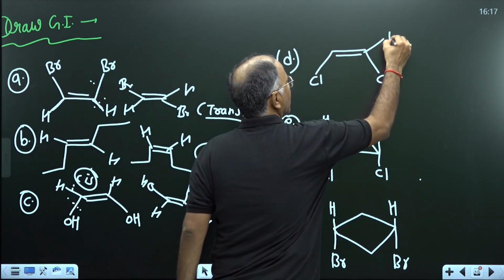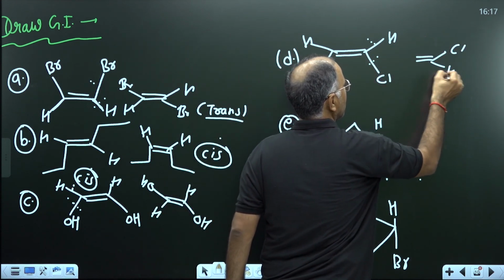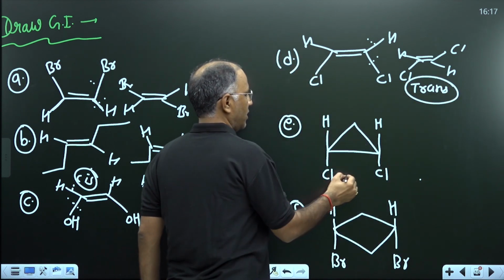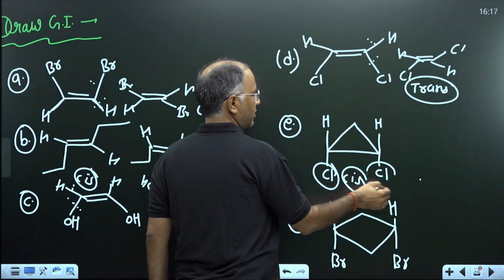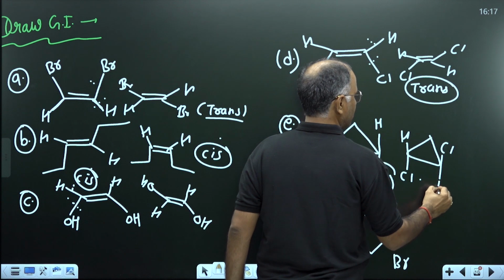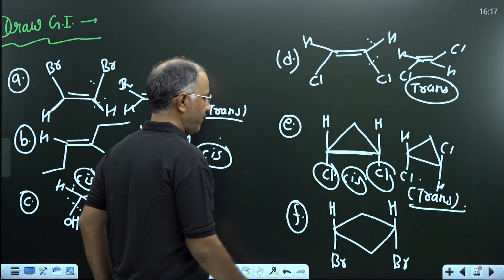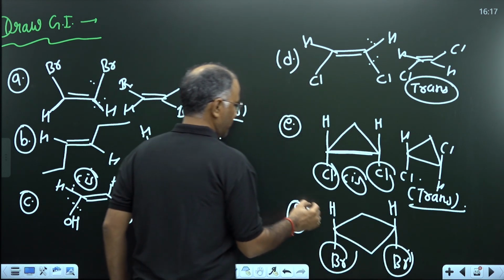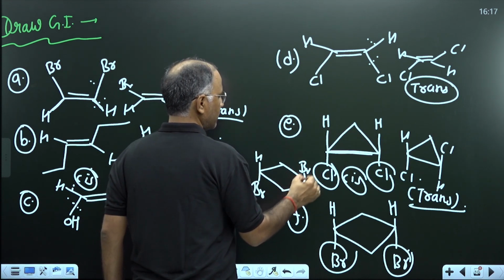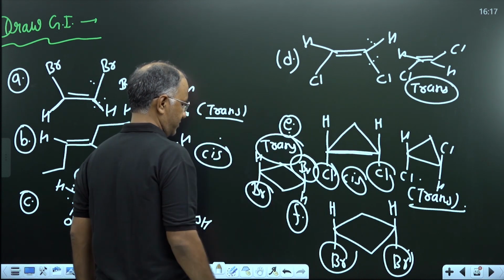In example D, this is our cis. I will break this bond. This is our trans. Again, this is our cis. Rotation is restricted. This is our trans. In F, again it is a cis. This is our trans.